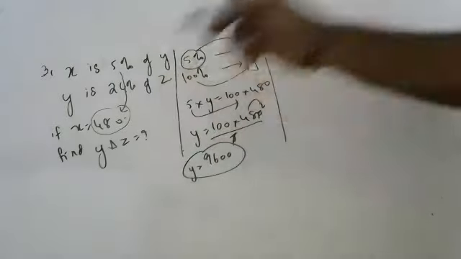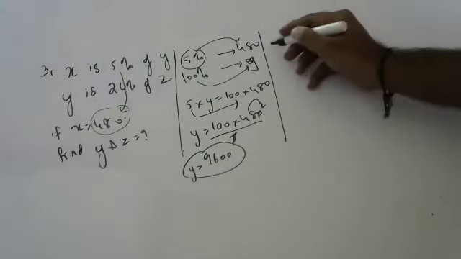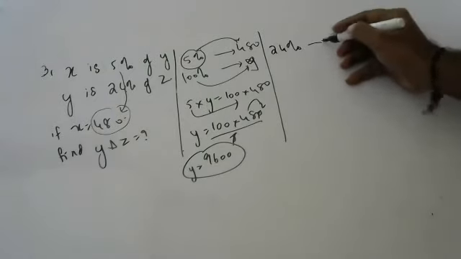Now Y is 24% of Z. Y is 24% of Z. So 24% is 9600.